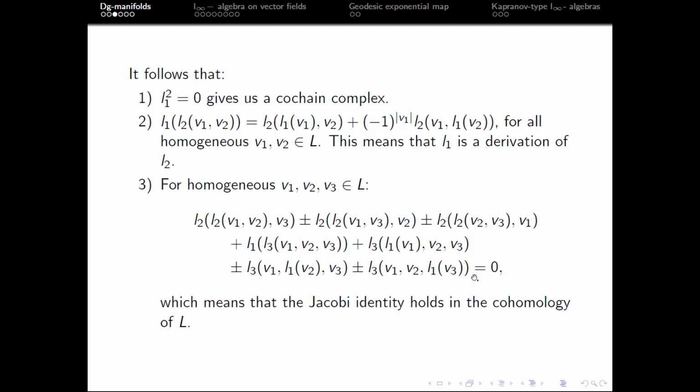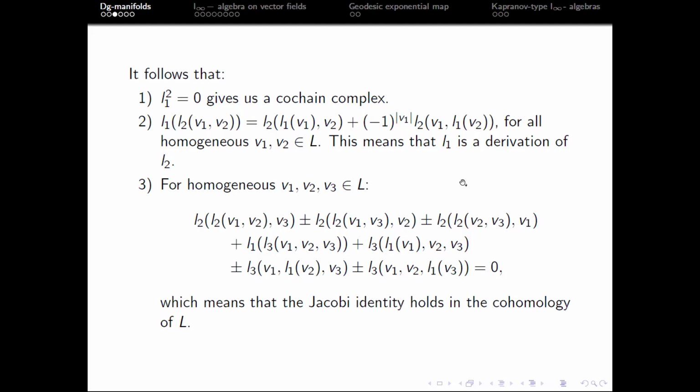So the meaning of this is the following. If we consider the cohomology of L, and then look at the first line in this expression, we will see that the usual Jacobi identity is satisfied. So the meaning of having an L-infinity algebra is that you have a graded Lie algebra in the cohomology of your graded vector space.